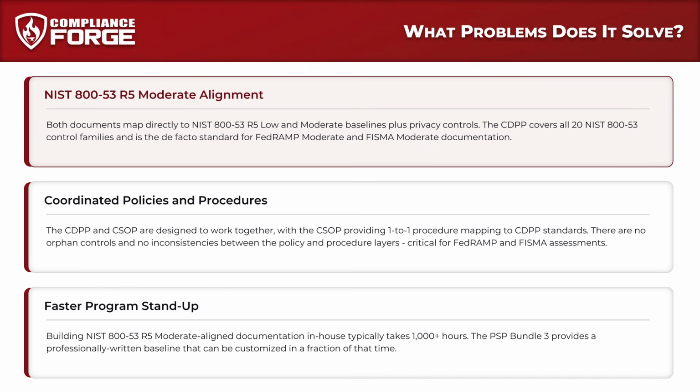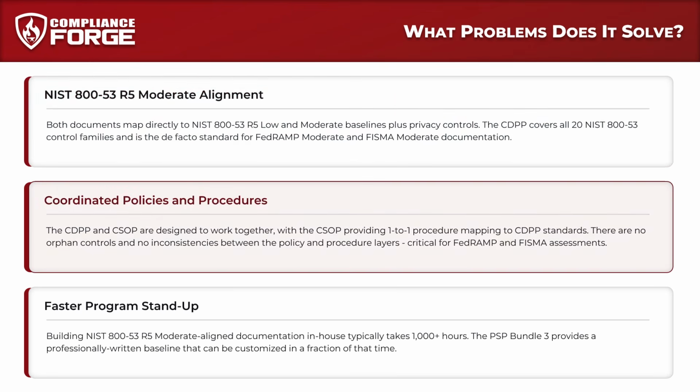The first is NIST 853 Moderate Alignment. Both documents map directly to the low and moderate baselines, plus privacy controls. The CDPP covers all 20 control families and is the de facto standard for FedRAMP moderate and FISMA moderate documentation.